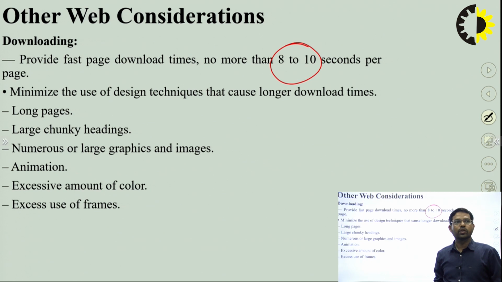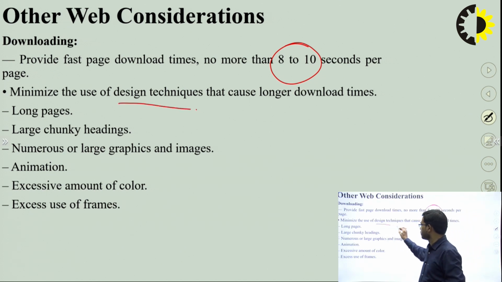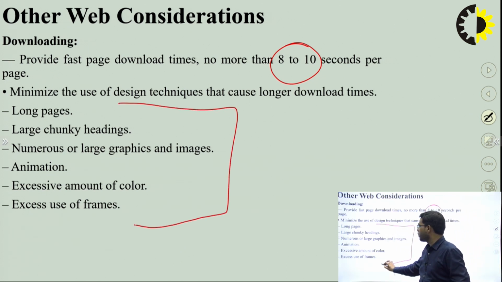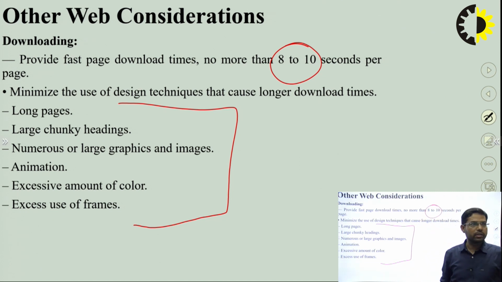So minimize the use of design techniques that cause longer download times. How to minimize? First is long pages, large chunky headings, numerous or large graphics and images, animation, excessive amount of color, excessive use of frames. If we are using all these things, we have to minimize them for a faster response when opening the pages.